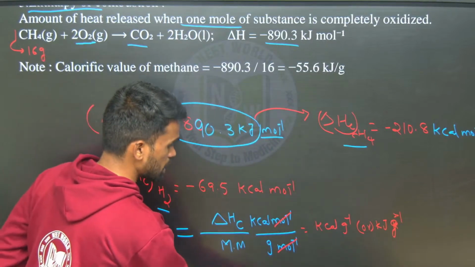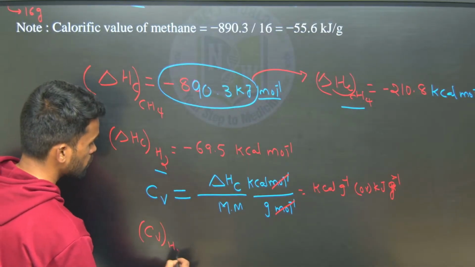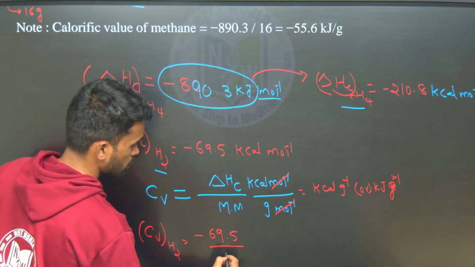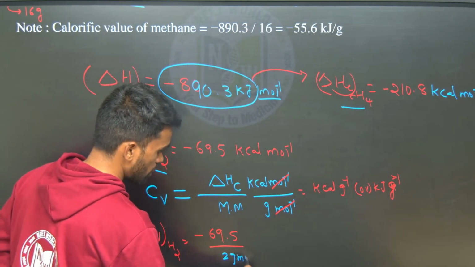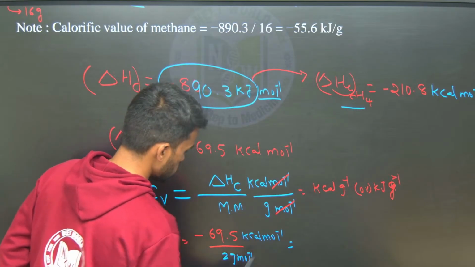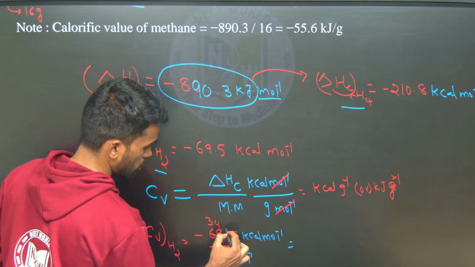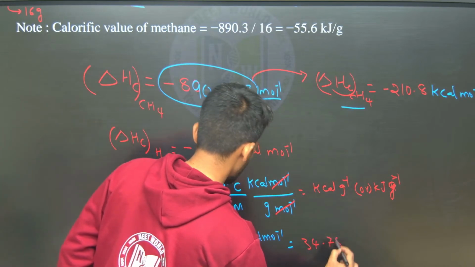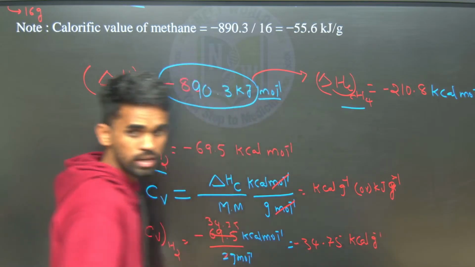Now tell me, what is the calorific value of hydrogen? CV of H2: minus 69.5 divided by the molar mass of hydrogen, which is 2 grams per mole, and this is in kilocalorie per mole. So what is the answer here? This will be around 34.75 kilocalorie per gram.